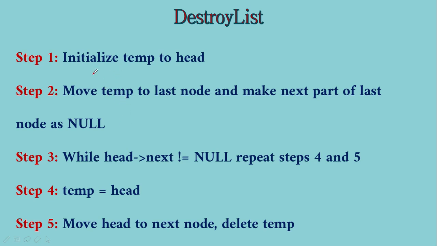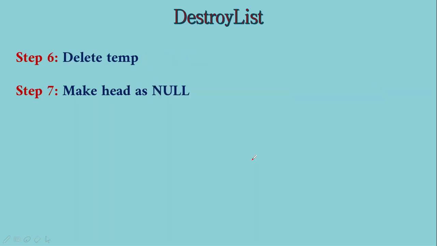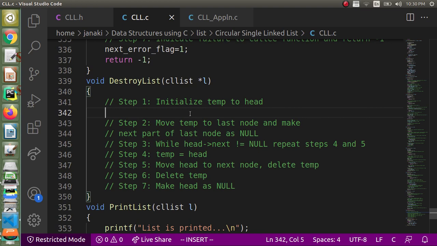So I initialize temp to head, move temp to the last node and make the next part of the node null. And while head is not equal to null, we do the same thing as in a single linked list. We make a temporary pointer, initialize it to head, move head to the next node, and delete temp. We repeat this till we reach the last node. We come out, and for the last node we delete the temp node and make the head null. So let's do the implementation in C.